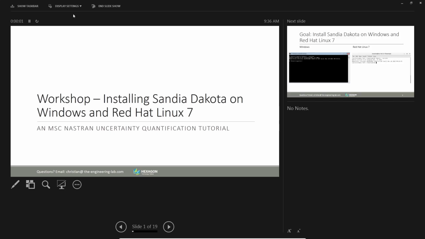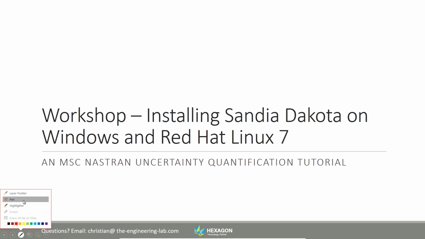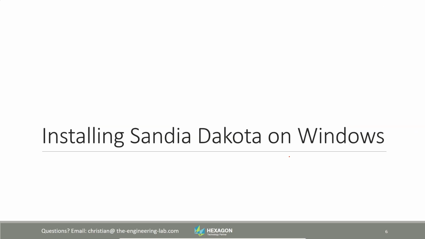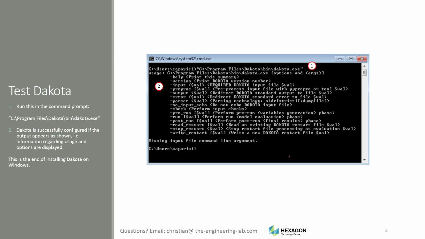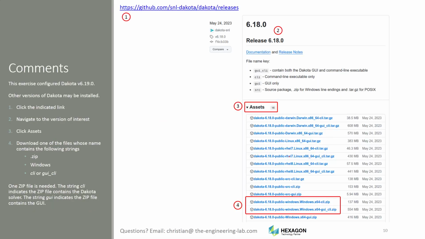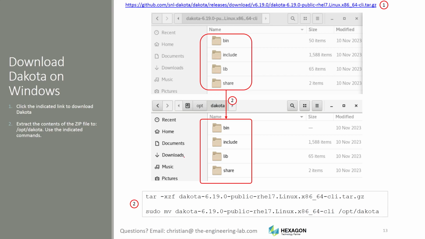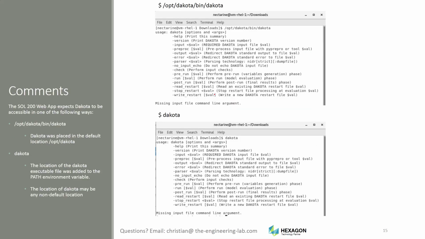Today we are only doing this for Windows, and I know some of you might be working with Linux. This document also has instructions on how to download a pre-compiled version of Dakota and how to configure this on Red Hat Linux. So that would be this section here. Here I give you instructions on how to copy and move the files and so on.